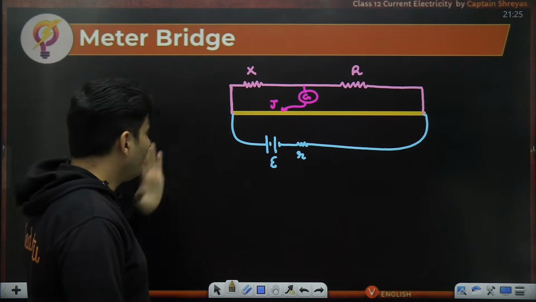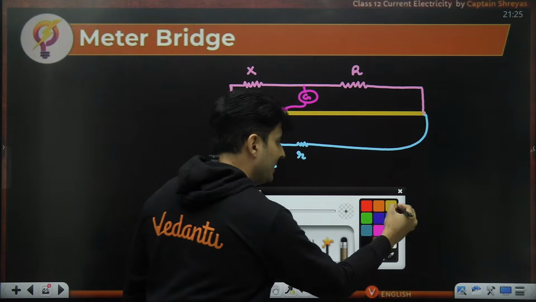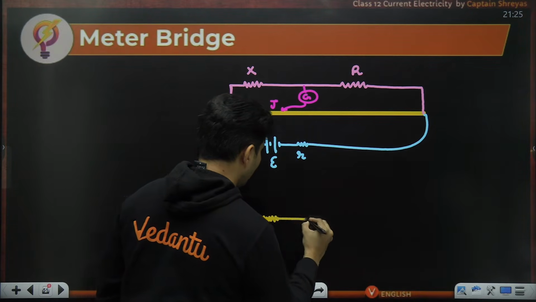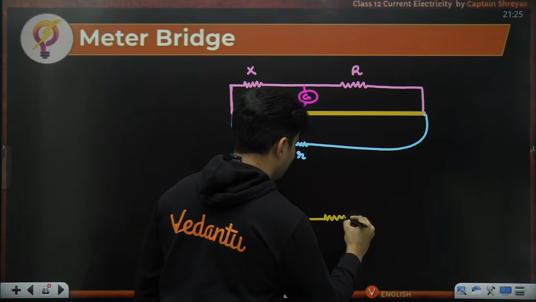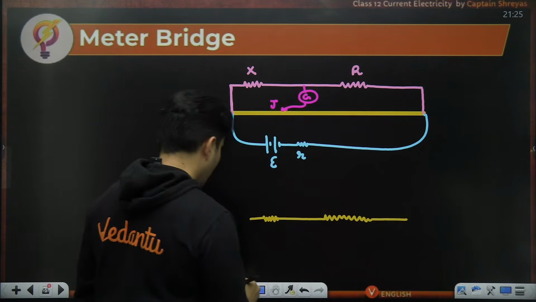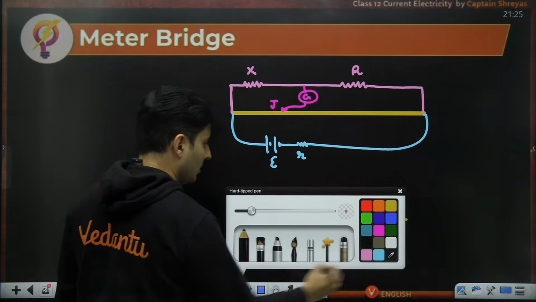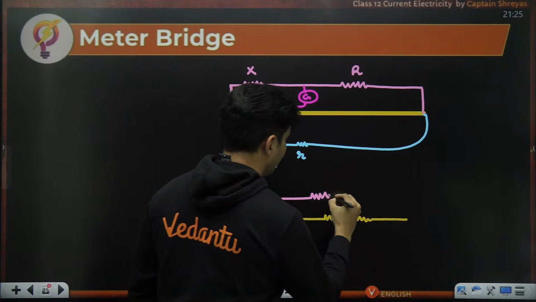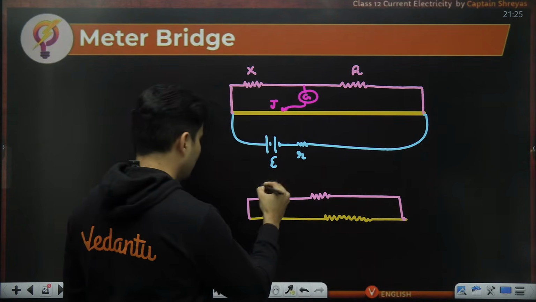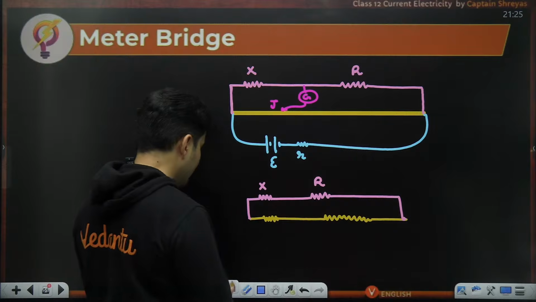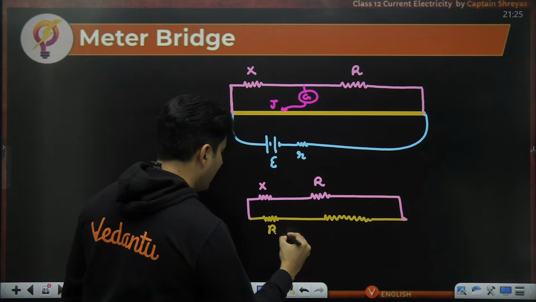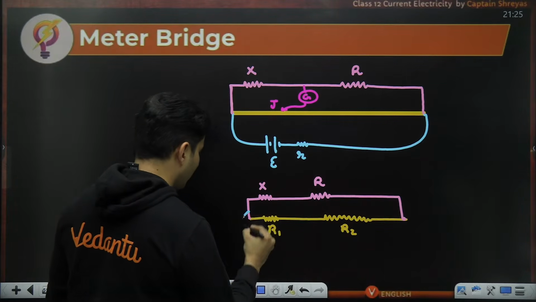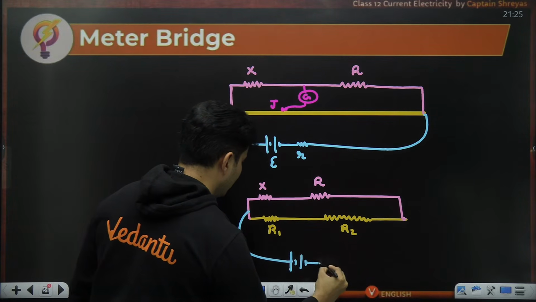Cool. So now this is nothing but a Wheatstone arrangement, as you can see, where you have some resistance over here, then you have some resistance over here, and of course this part is the unknown resistance, this part is the known resistance. This is X, this is the standard resistance. I can call this R1, I can call this R2, and of course this is that battery.